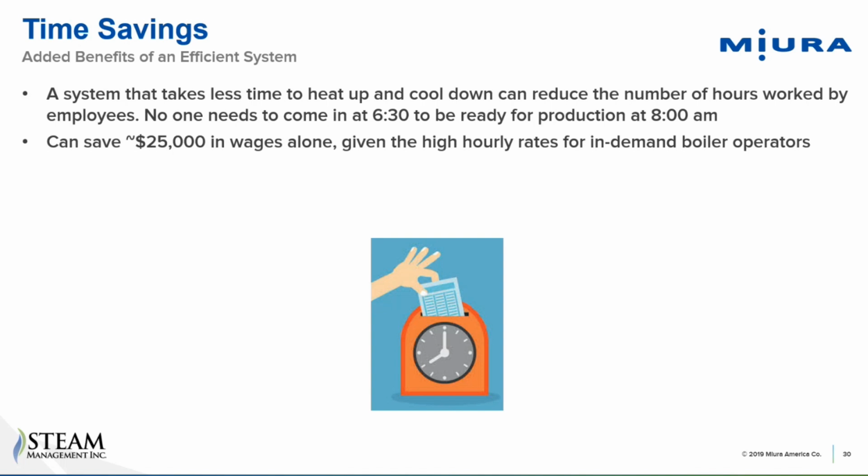The next is time saving. We talked about how quickly a small system can start up. A system that takes less time to heat up and cool down can reduce the number of hours that an employee has to come in. Especially if you're shutting down overnight, you might be bringing somebody in an hour and a half or so early before you really start production, just to start the boiler up and make sure it ramps up. But if you have a system that can start up very quickly, you can save maybe $25,000. I did back of napkin math based on average boiler operator wages.